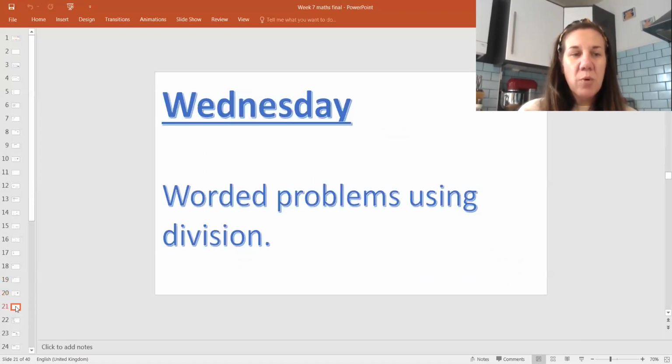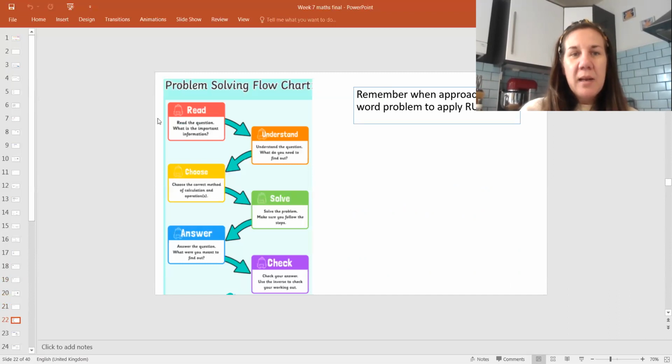Wednesday is looking at worded problems using division. And again, I'm going to go over the rucksack because you're going to need that all week. So read the question. What is the important part? Understand what you need to do because some of the information is irrelevant. Choose the correct method of calculating. So which one of the 4 rules do you need? Solve the question, answer it, and then double check using inverse, or perhaps even double checking what method you use, revisiting the question again, basically going over what you've done.